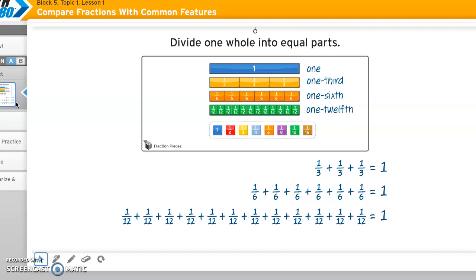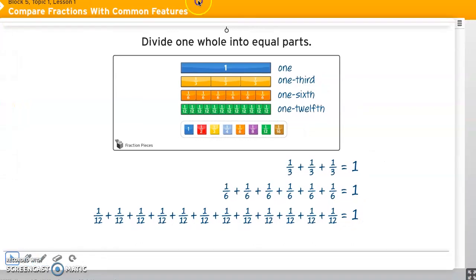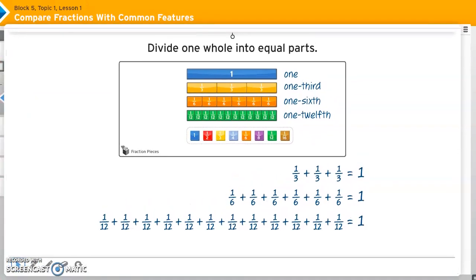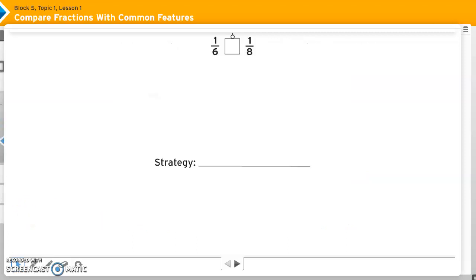And the way I like to think of it is, if I had one birthday cake and I cut it into 3 equal pieces, they would be huge. But if I had to cut that same cake into 12 pieces, it would be smaller. And if I had to cut that same cake into 24 pieces, it would be even smaller. Today you're going to learn how to compare two fractions without using fraction pieces, okay? We're going to use some of those concepts that you've developed without needing the fraction pieces.